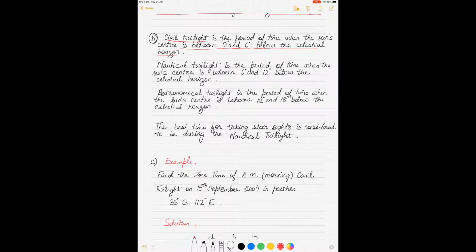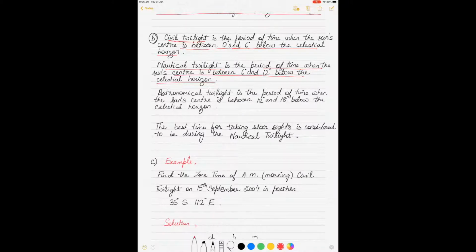Then the second type of twilight is your nautical twilight, which is the period of time when the sun's center is between 6 degrees below the horizon and 12 degrees below the celestial horizon. So this is after the civil twilight when the sun is setting, and during this time it's perfect for star sights because the sun has dipped between 6 and 12 degrees, so your horizon is bright enough, but also your sky is dark enough for you to see the stars, so you can see both the stars and the horizon for the star sight. So this is the ideal time for you to take a star sight.